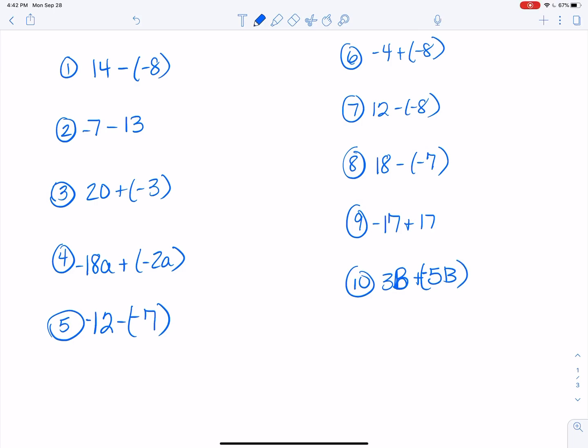All right, solve these. Write them on your desk, write them on a piece of paper, and then come back and check your answers on the Check My Answers page. That's where they will be.